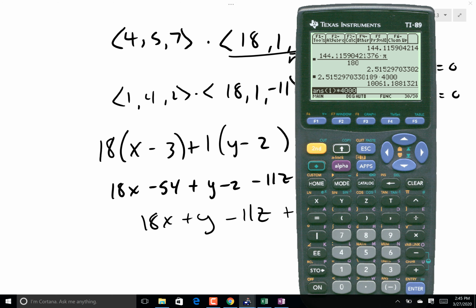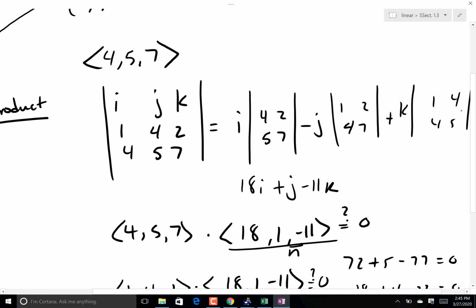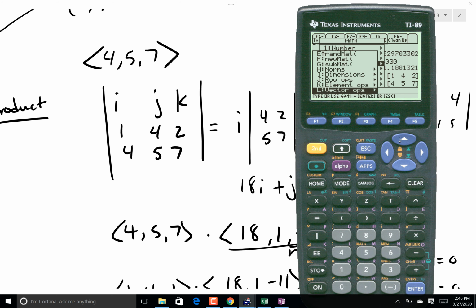Now, on the calculator, what you can do is type in your vectors. So let's go back up and get our vectors here. If you want to use a cross product on this, you're certainly welcome to, although I will hold you responsible to be able to do one by hand. So 4, 5, 7. Make sure that you learn how to do it both ways. I think that's important to understand what we're talking about. So vector ops, cross product.